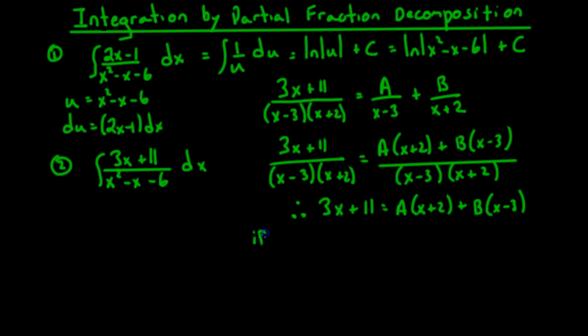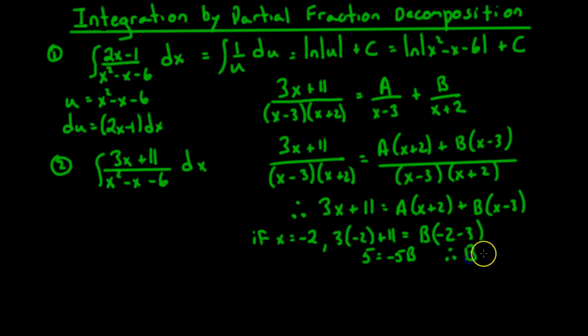So let's look at that. If x is negative 2, what do we have? So we have 3 times negative 2 plus 11 equals, that whole term is going to be 0. So I am left with b times negative 2 minus 3. And now I can solve for b. Right, over here I'll get 5 equals negative 5b. So b equals negative 1.